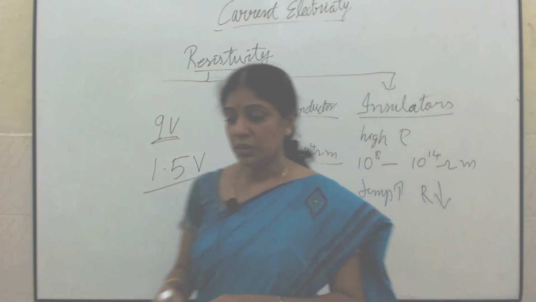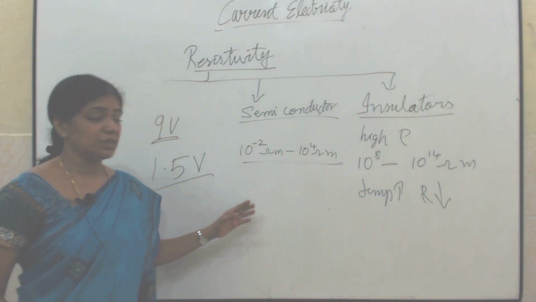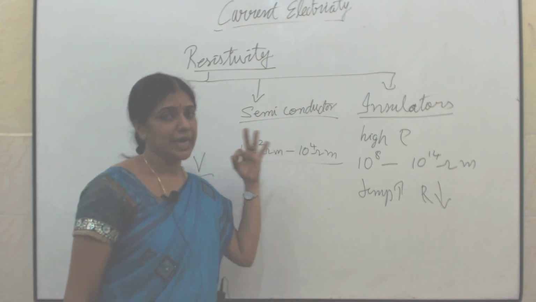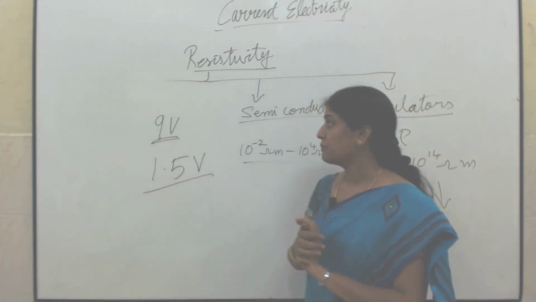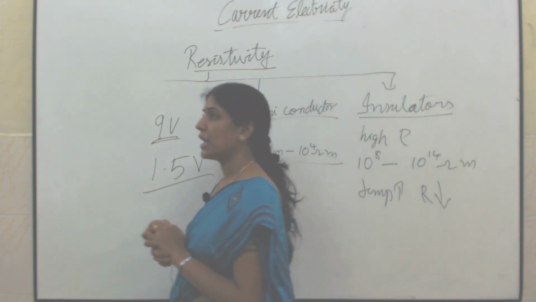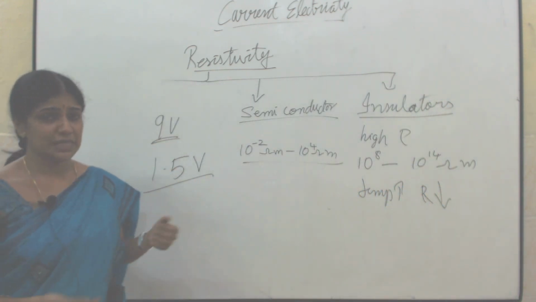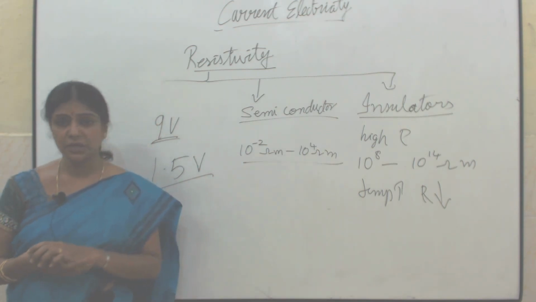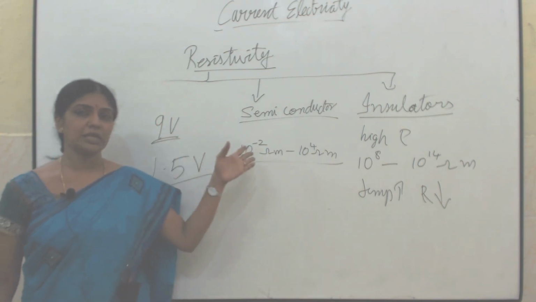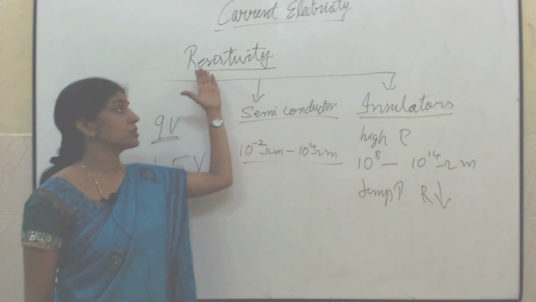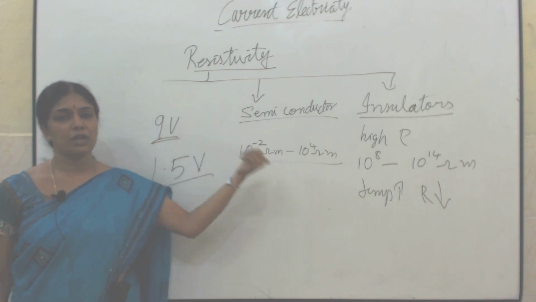Clear? So, in this current electricity, we have seen what is meant by electric current, drift velocity, current density, and the relation between current and drift velocity. And we have seen Ohm's law, what is meant by resistance, electrical resistivity, electrical conductivity, and how to classify materials as conductors, semiconductors, and insulators based on the resistivity value. All that we have seen.